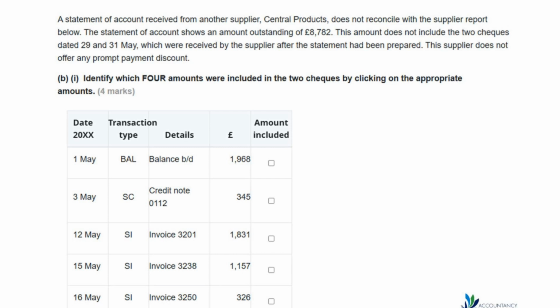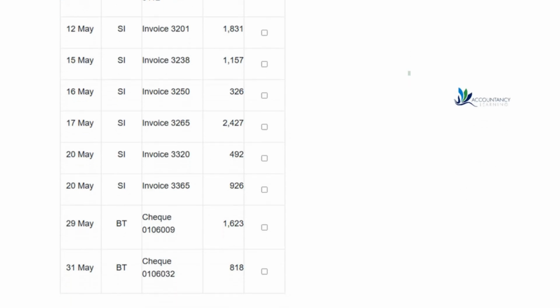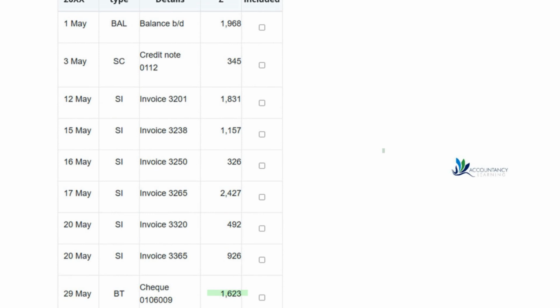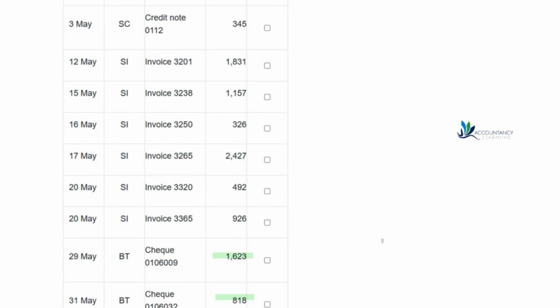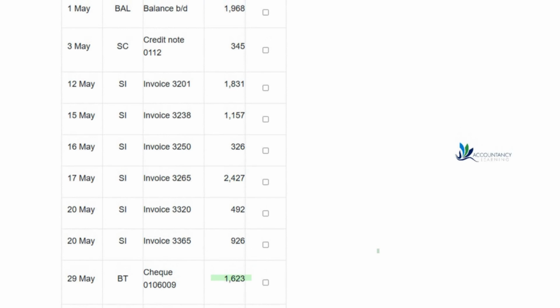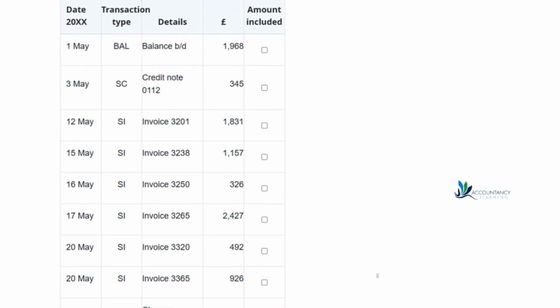So Part B asks us to identify which four amounts were included in the two cheques by clicking on the appropriate amounts. So we are looking to work out what is in these two amounts here. And what we need to do is literally look through all these amounts and work out what's going to make up these two cheque amounts. So if we start at the top, we can see there's a balance brought down of 1,968, and our next one is a credit note. So this is what we will deduct. So this is going to be a negative figure.